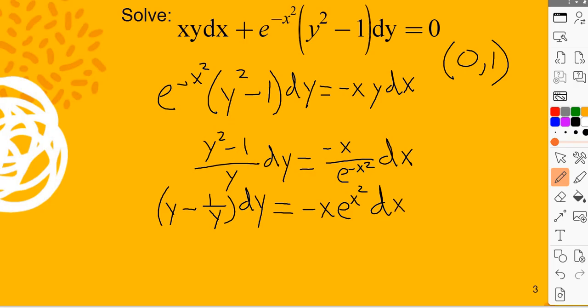Can I take the antiderivative now? Yes, you should be able to. What's the antiderivative of y? One half y squared. Cool. y squared over 2 minus, what's the antiderivative of 1 over y? Natural log of 1. Almost. Absolute value. There we go. Now, on the next one, do we know what the antiderivative of e to the x is? It's just e to the x.